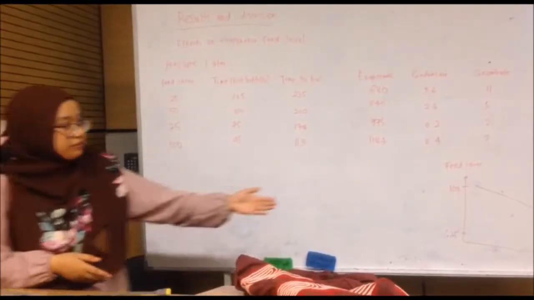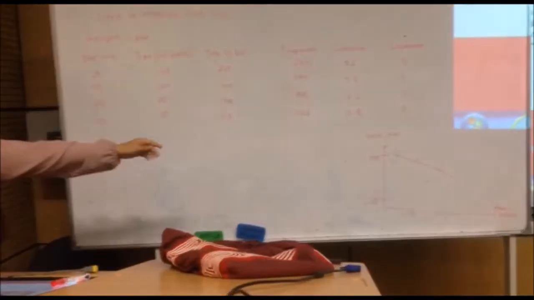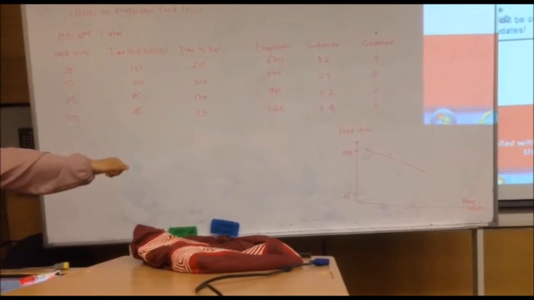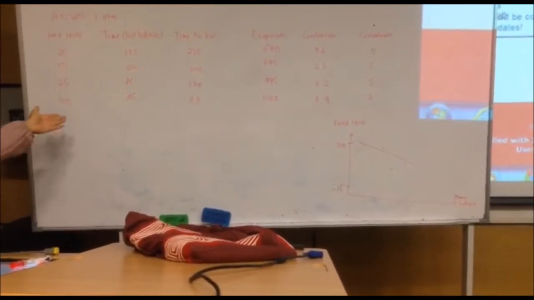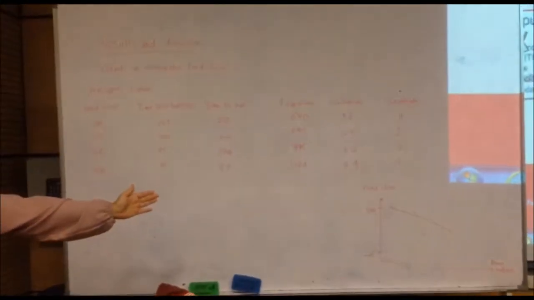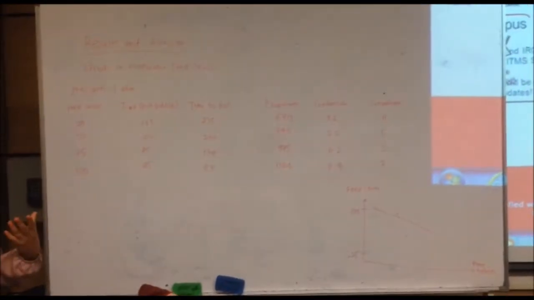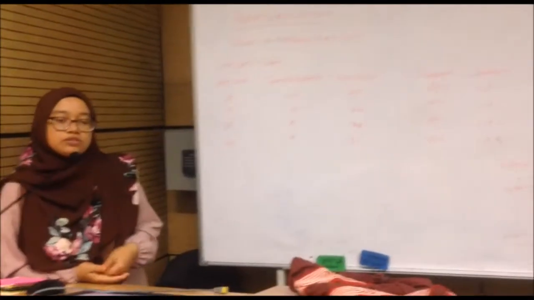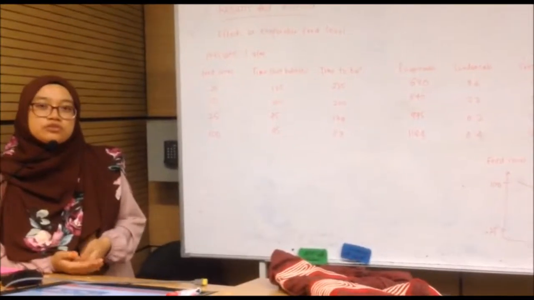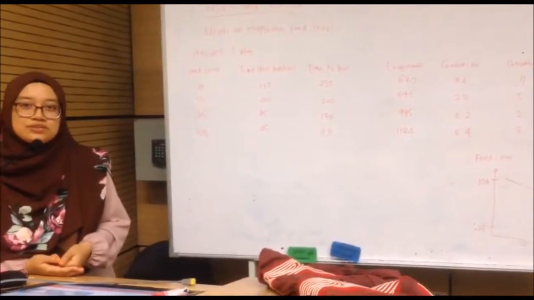From this graph of feed level against time taken, which I extracted from this table, we can see that when we increase the height of the column, or the feed level of the potassium permanganate solution, the time taken for the solution to boil will decrease. So that's all. Thank you.